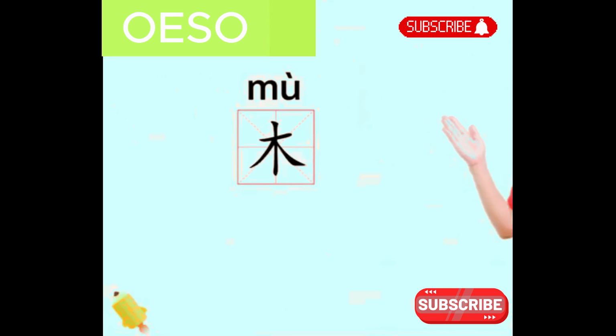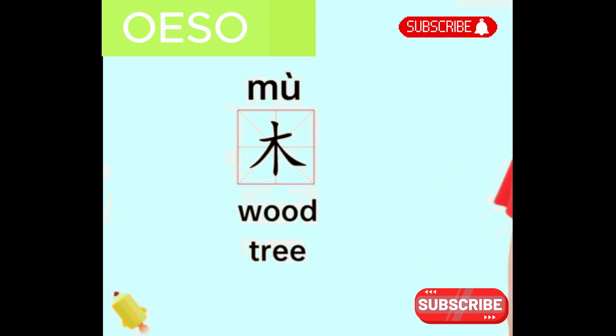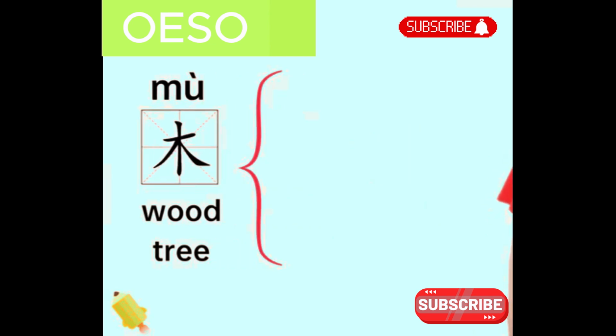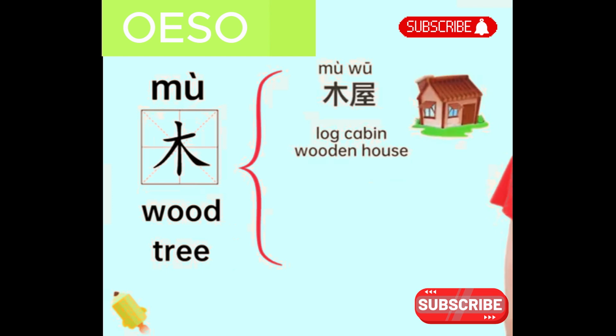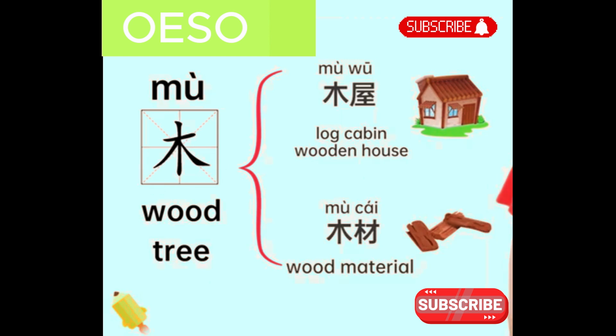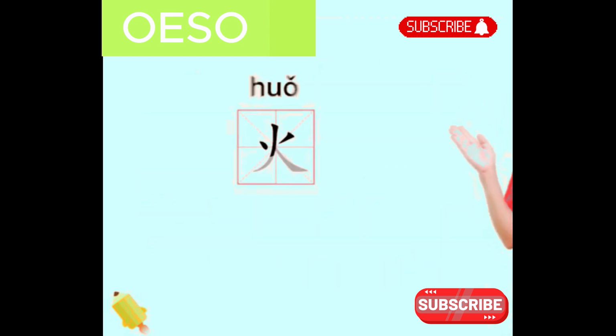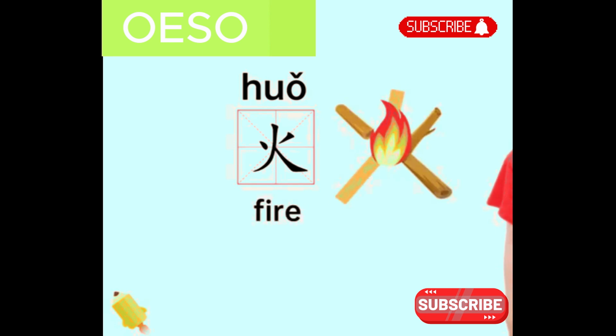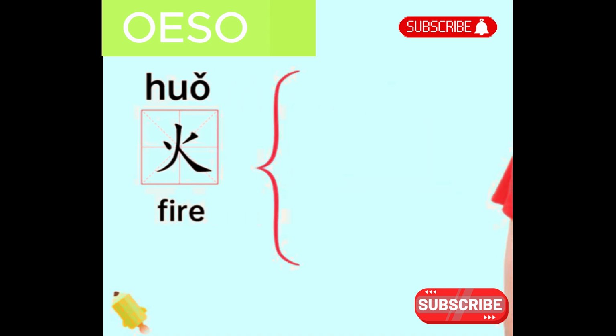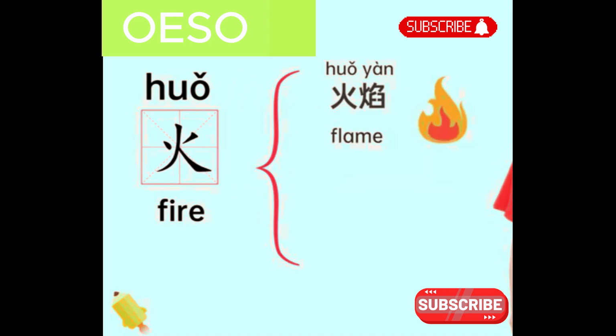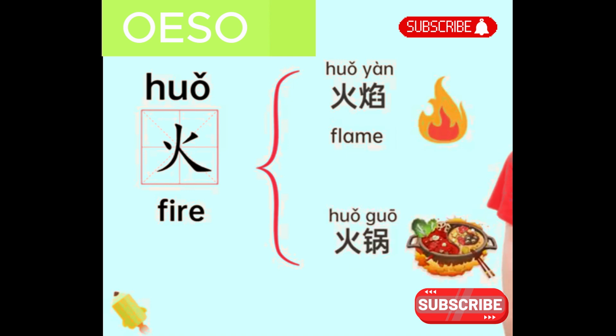木 means wood or tree. This character is used to describe various things related to wood or trees. It is often found in words like 木屋 for log cabin, wooden house, and 木材 for wood material. 火 is the Chinese character for fire. Visualize it as flames rising from burning firewood. This character is central to words like 火焰 for flame and 火锅 for hot pot, literally fire pot.